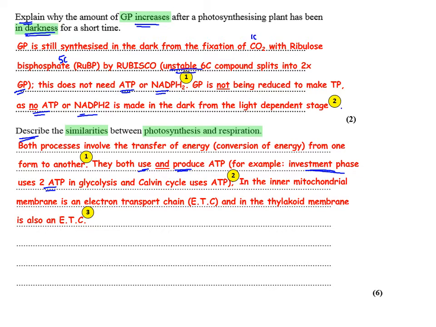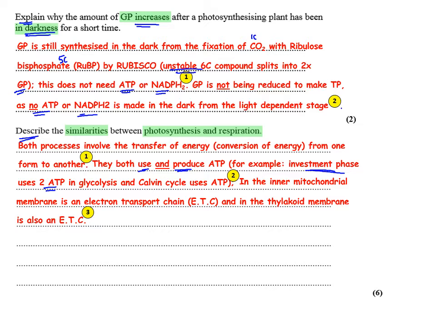Now the third mark point then, similarities. In the inner mitochondrial membrane is an electron transport chain, and that's made of electron carriers and 3 proton pumps. And in the thylakoid membrane there is also an electron transport chain. Now as this question is asking for similarities, that's sufficient just to write that.